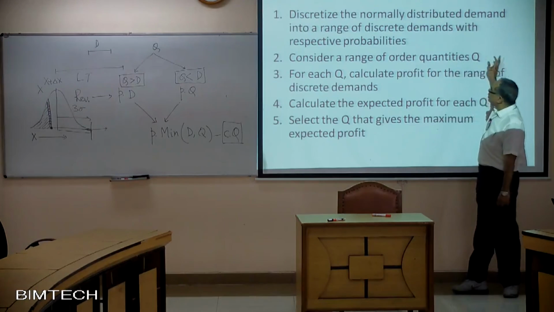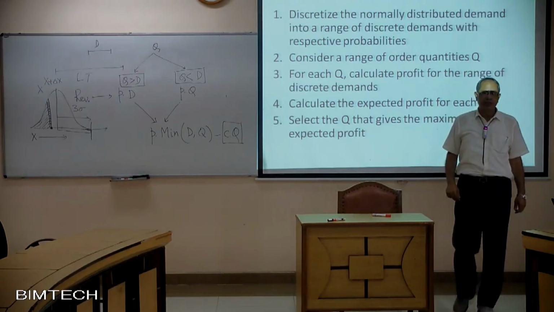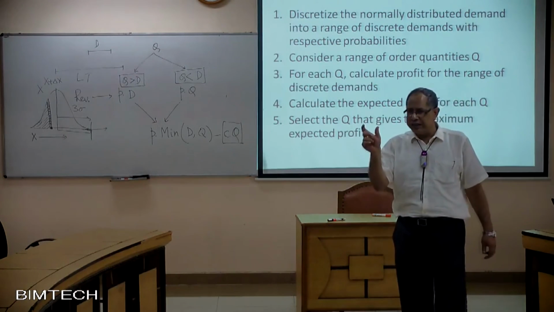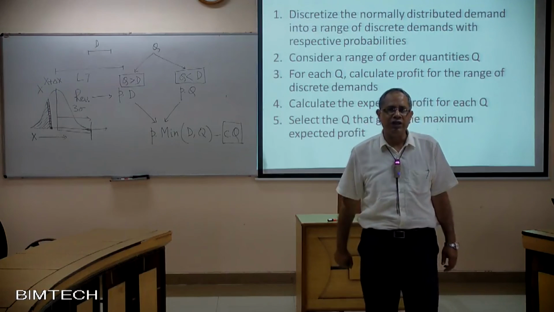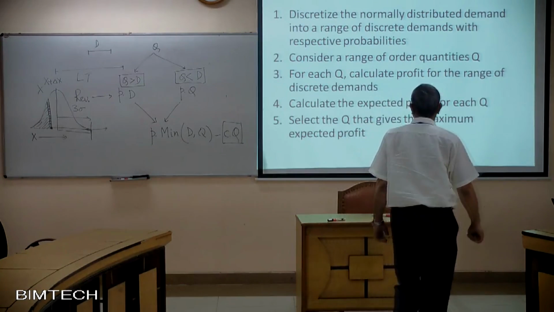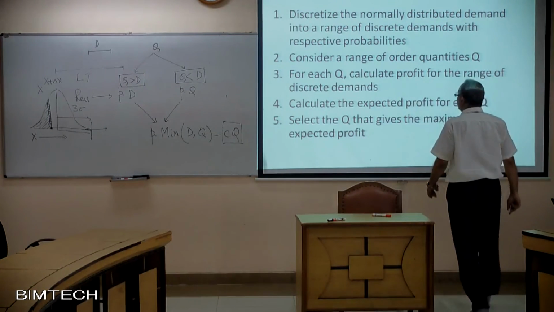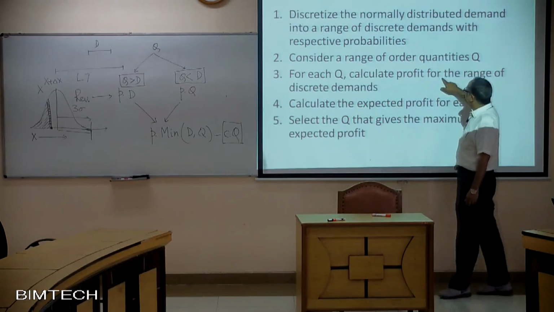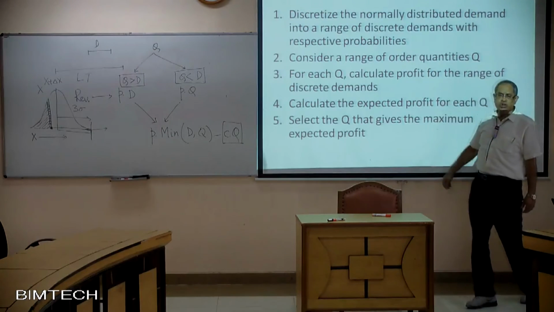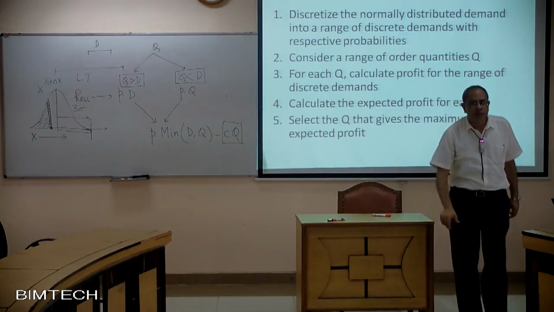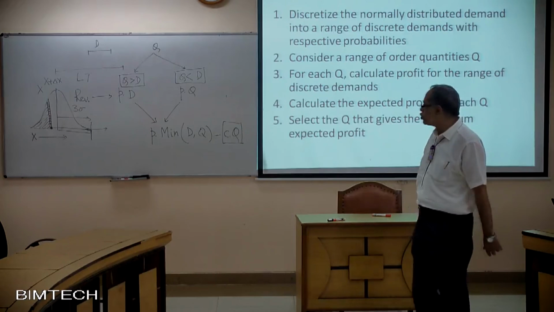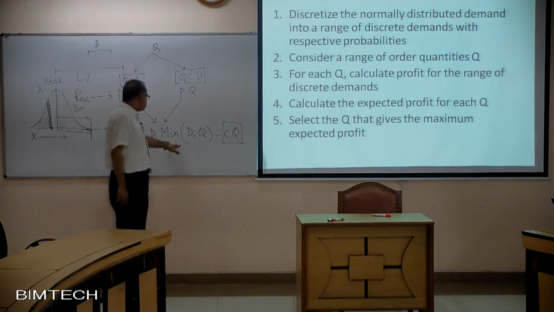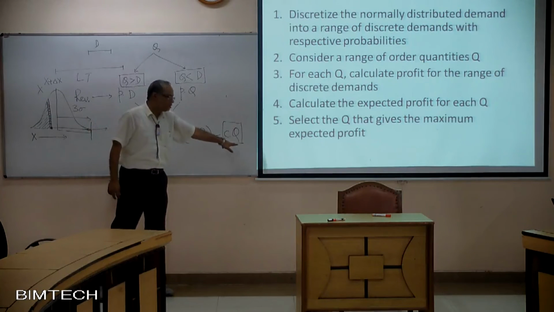We considered a range of order quantities. In our case, we started at 20,000, ended at 39,000, and the gap or the increment was 1,000 units. For each value of the order quantity Q, we calculated the profit for the entire range of the discrete demands for that column. Okay, we used our usual formula, and that was revenue minus cost.